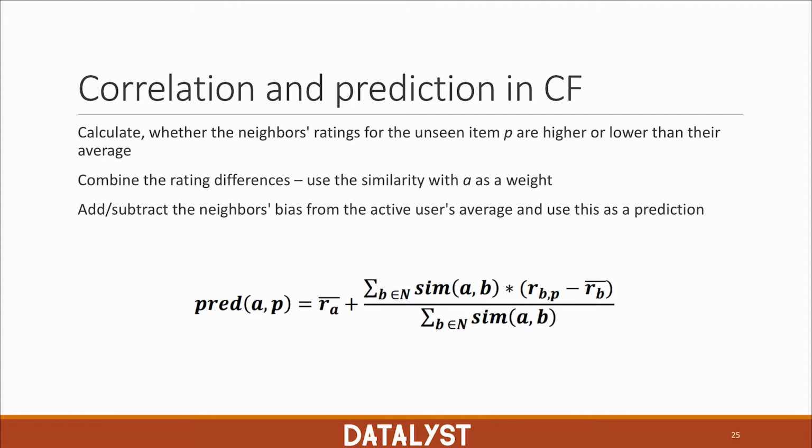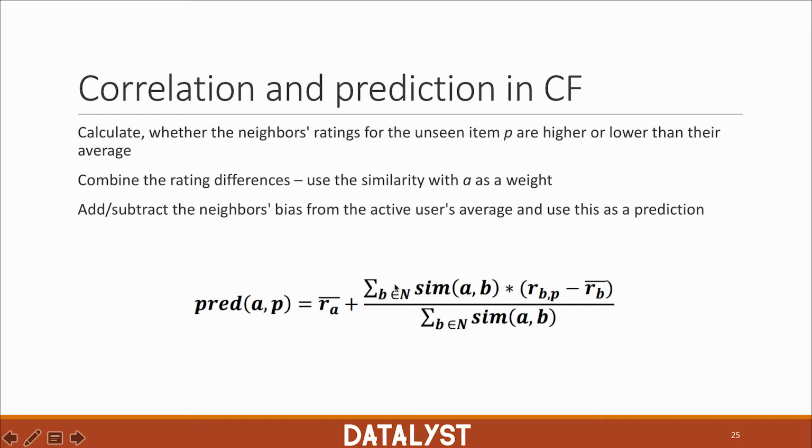So how can you make predictions? The first thing you need to do is calculate whether the neighbor's ratings for the unseen item are higher or lower than the average. This is the formula, and we start with the average rating for user A, the active user, Alice in our case, and then we have this expression. User B is one of the users who have been selected as neighbors. This is the average rating that user B gives, and this is the rating user B gave for this product. Then we multiply this by the similarity between A and B, and we do this for all the neighbors.